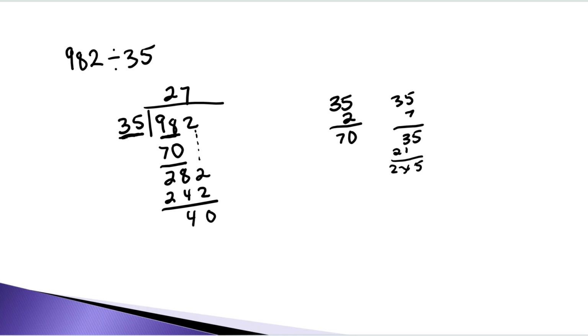Whoops, I made a mistake, didn't I? Let me double check my multiplication. 7 times 5 is 35. 7 times 3 is 21. 5, 4, 2. That's good. And well, at this step, I do my double checking, and 35 does go into 40. So I did not make a good guess. I'm going to try 8 instead of 7.